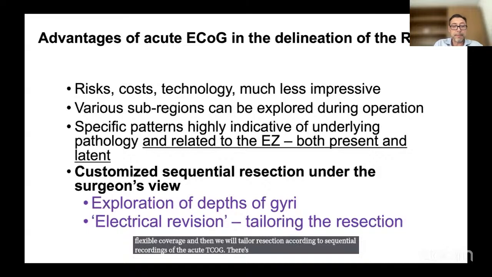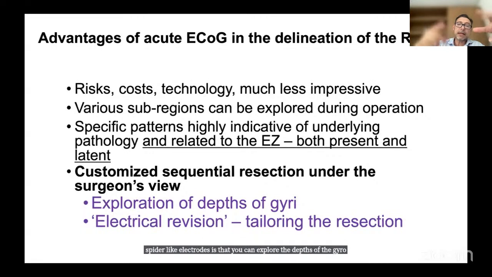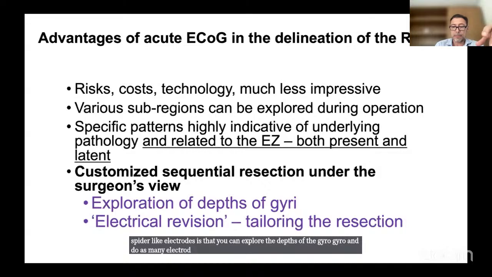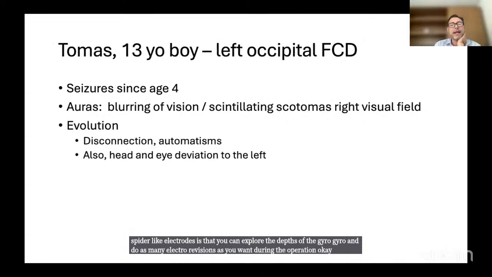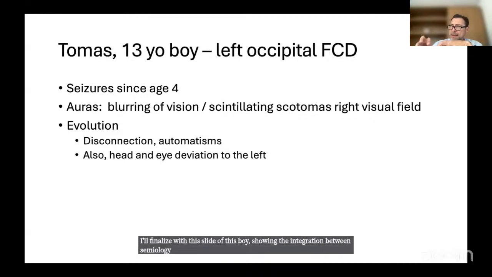One of the important advantages of this kind of spider-like electrodes is that you can explore the depths of the gyrus and do as many electrical stimulations as you want during the operation. Okay. I'll finalize with this slide of this boy, showing the integration between semiology, PET, and acute ECOG.